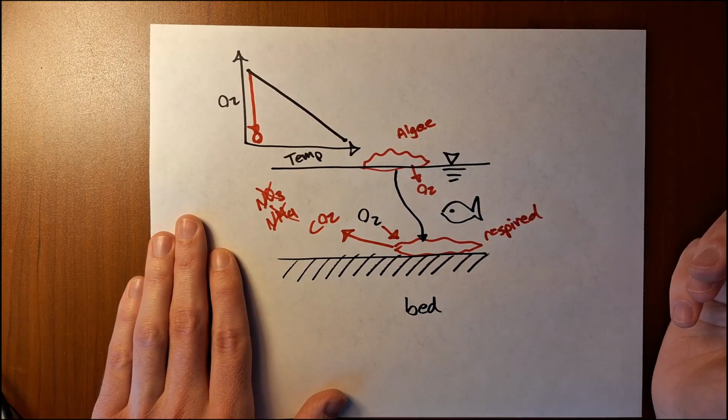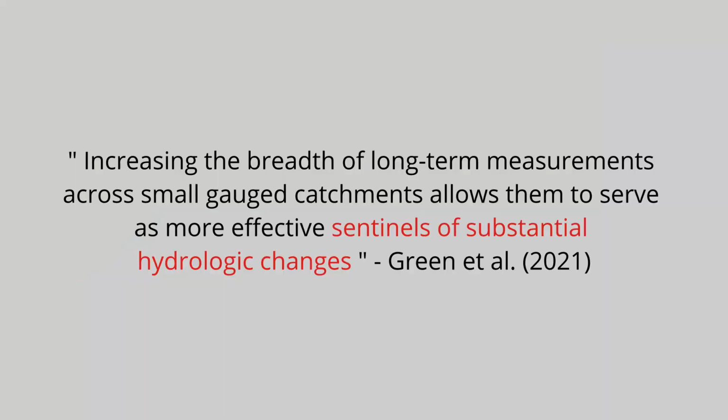So now the question is, can we take this network of measurements from across the US and use it to fill in the gaps in our knowledge? Can we make guesses about the places where we haven't measured dissolved oxygen?